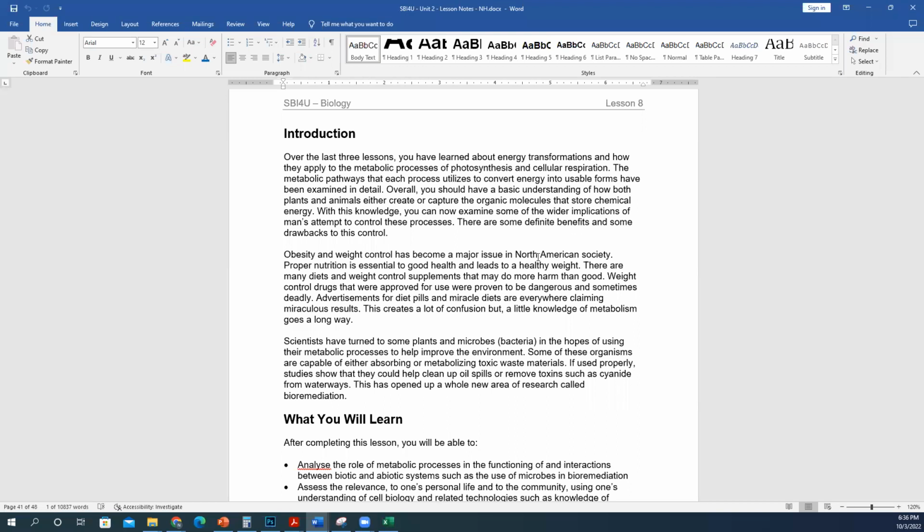So this is another way of using the metabolic processes within plants and microbes and really harnessing the utility of those transformations to look at how they could help to clean up environmental disasters such as oil spills, or to help to remove toxins, for example, the presence of cyanide from waterways and water sources. And so this has really opened up a whole new area of research called bioremediation. So that's going to be another topic that we can look at during this lesson.